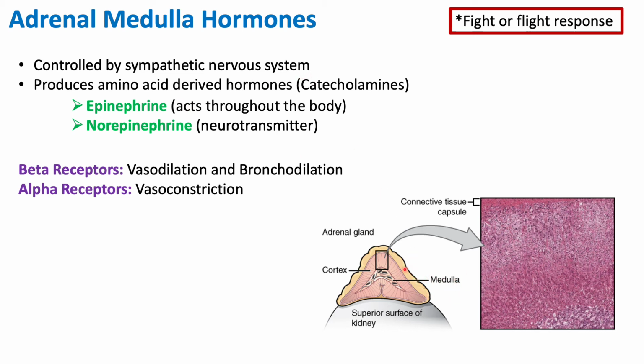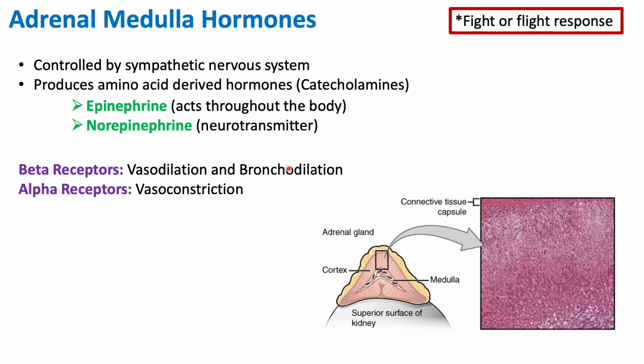Now, going back quickly, what was controlling our adrenal cortex? Our adrenal cortex was controlled by our anterior pituitary, but now the medulla is controlled by the sympathetic nervous system. Now, the hormones that the medulla produces are amino acid derived hormones. These amino acid hormones are water soluble, meaning that they will not pass the lipid bilayer. Instead, there's going to be a receptor on the lipid bilayer which will receive the signal from that amino acid derived hormone, and it will cause some sort of reaction inside the cytosol.